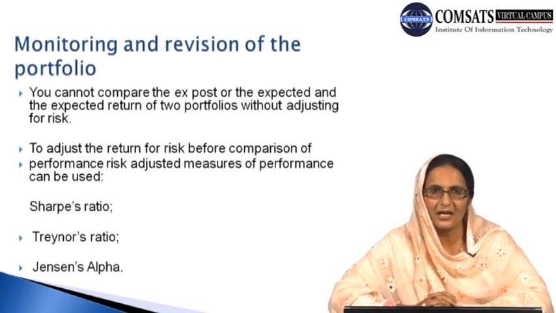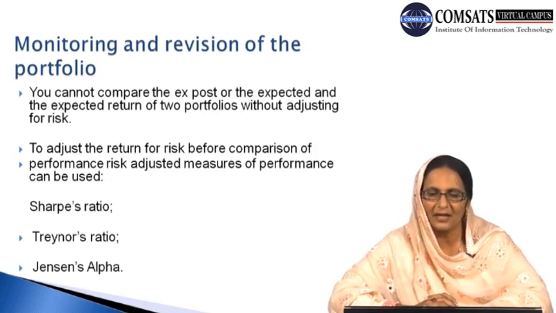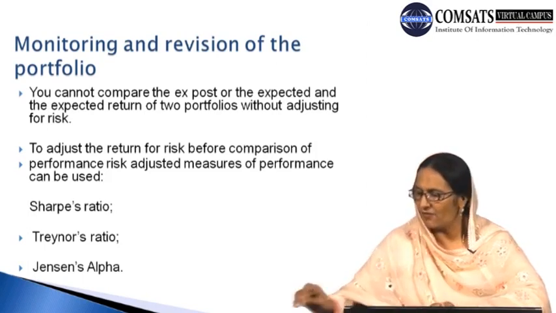This is an important aspect of comparing the returns and risk of portfolios to decide on the portfolio. To adjust the return for the risk before comparing performance, risk-adjusted measures of performance can be used. And what are these adjusted measures? They are the Sharpe ratio, the Treynor ratio, and Jensen's alpha.